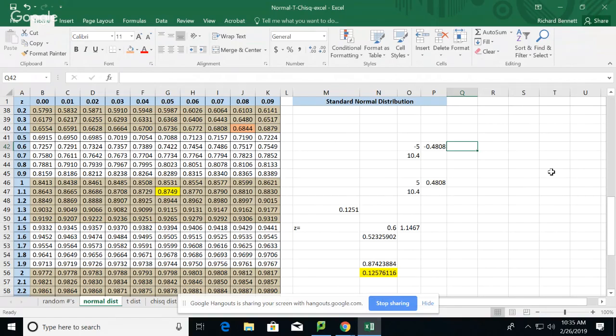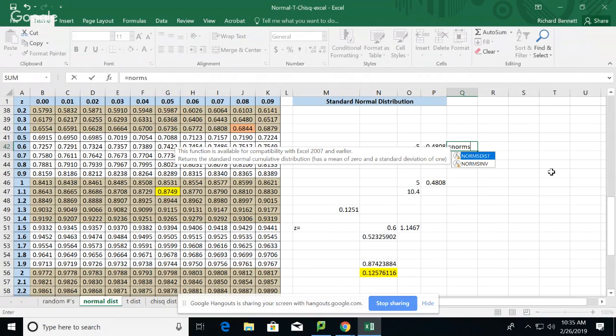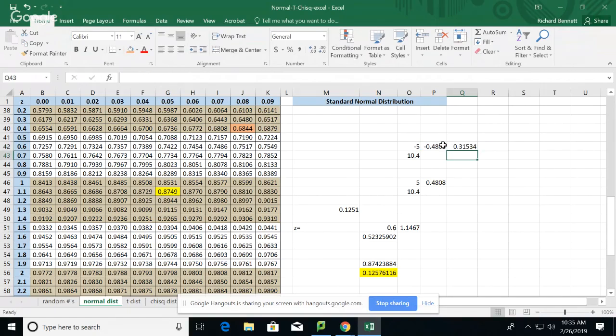Ashley? And then you're going to use the NORM.S.DIST. Don't forget the S. What do you think S stands for? Standard normal distribution. Okay? You plug in that, get 0.3153. That's a little different. And this is a little different too. Okay, they're very close. And then what?